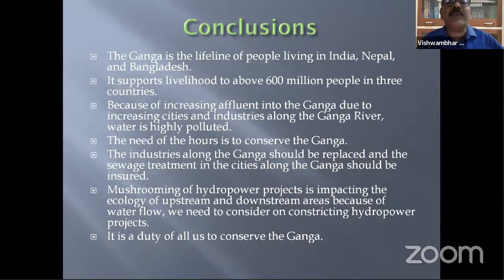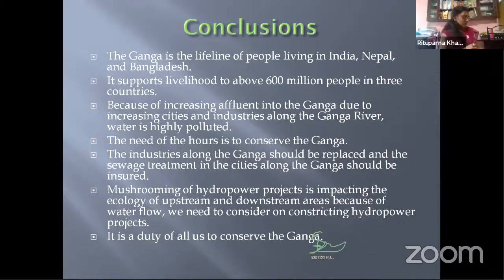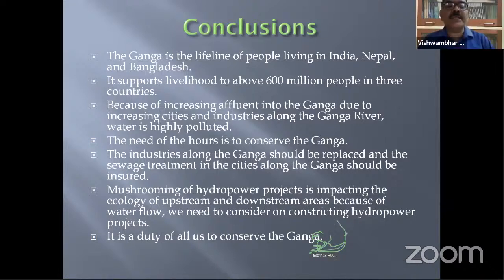The Ganga is the lifeline of the people living in India, Nepal, and Bangladesh. It supports the livelihood of about 600 million people in 3 countries. Because of increasing effluent into the Ganga due to the increasing cities and industries along the Ganga River, the water is highly polluted. The need of the hour is to conserve the Ganga.